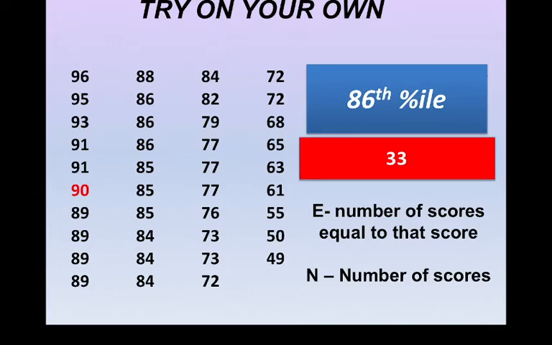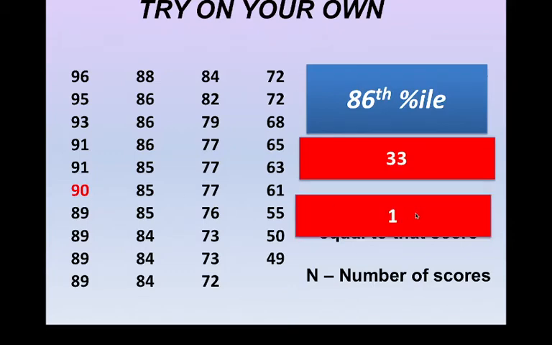Bakit naging 33 yan? Ang gagawin mo lang dyan, bibilangin mo yung scores below 90. So this is 1, 2, 3, 4, 5, 6, hanggang makarating ka dito. Ilang scores mayroon na mas mababa sa 90? Yun yung letter B. Yung letter E naman, number of scores equal to that score. Ilang score pa raw ang merong kapareho ng 90? In this case, ang sagot mo, isa lang. Diba? Isasama mo sa computation yung score na hinahanapan mo ng percentile rank.